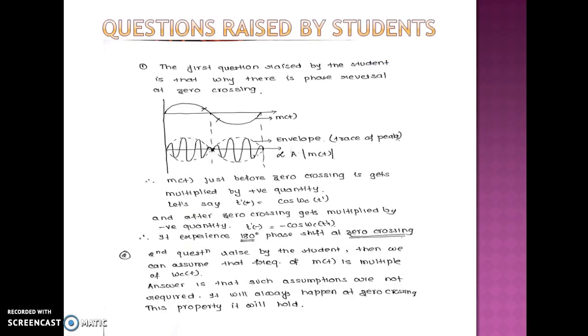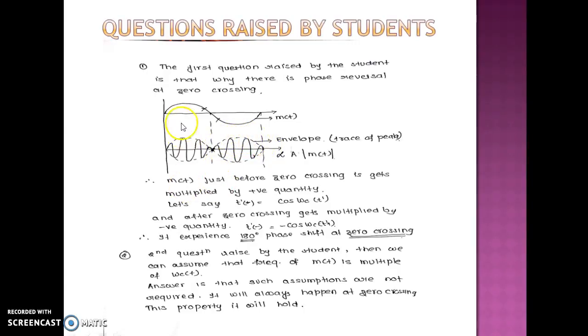Now the first question raised by the student is why there is a phase reversal at zero crossing. So this is the message signal. After modulating, we are getting this modulated output. This is called an envelope. The envelope is nothing but a trace of peaks, and this envelope is directly proportional to A into the modulus of m(t). So this is the message signal, and the modulus of this message signal is the envelope.